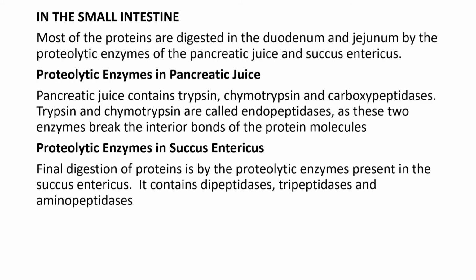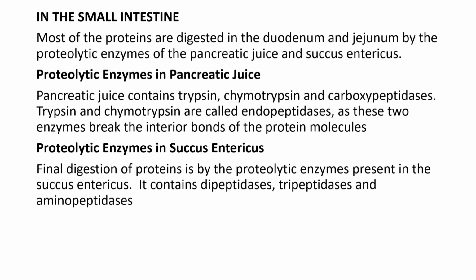In the small intestine, most of the proteins are digested in the duodenum and jejunum by the proteolytic enzymes of the pancreatic juice and succus entericus. Proteolytic enzymes in pancreatic juice. Pancreatic juice contains trypsin, chymotrypsin, and carboxypeptidases. Trypsin and chymotrypsin are called endopeptidases, as these two enzymes break the interior bonds of the protein molecules.